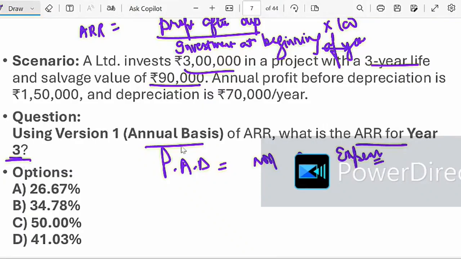So how to calculate the ARR for year number 3? So there is a formula. Sorry, how to calculate the investment at the beginning of the year? Can you tell me what is the investment at the beginning of the third year? So what you have to do?